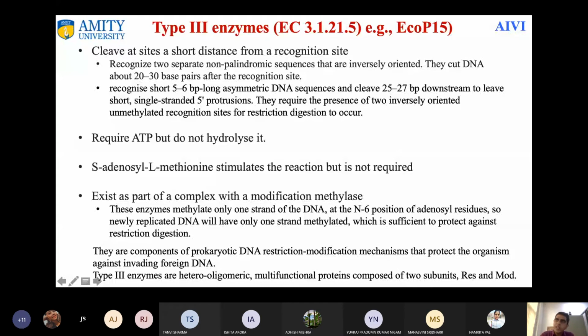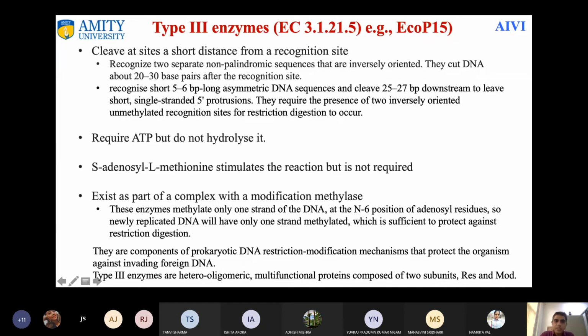They require ATP for their activity, but they are not hydrolyzing it, and they don't need SAM. But if you give the SAM, their activity is going to be enhanced, but they can function even in the absence of SAM. So this is the property of type 3.